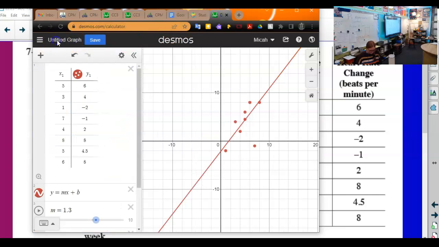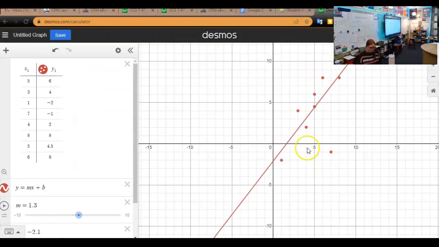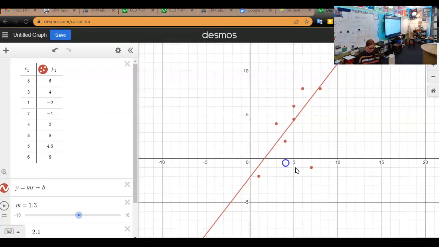Might as well name that, right? Heart rate or something like that. So real quick, we need to figure out y equals mx plus b for this. I have a few cards I haven't called yet. Lucy, how could we figure out the slope here since we're not using the origin?